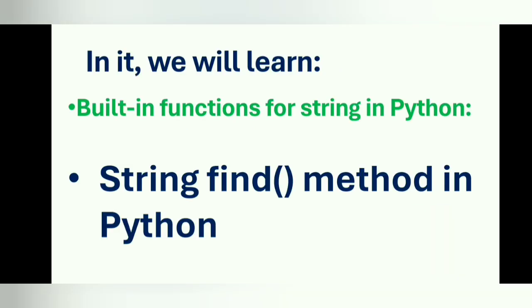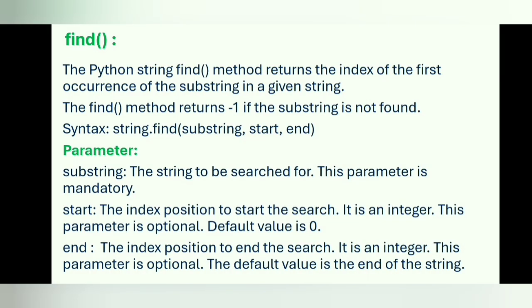In this Python tutorial, we will learn built-in functions for string in Python: the string find method. The Python string find method returns the index of the first occurrence of the substring in a given string. The find method returns -1 if the substring is not found.